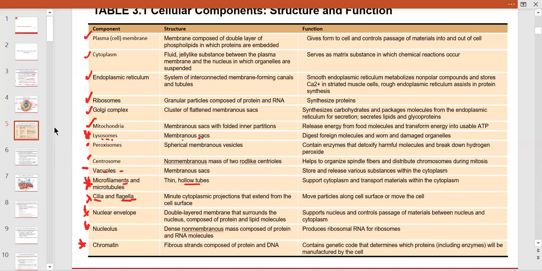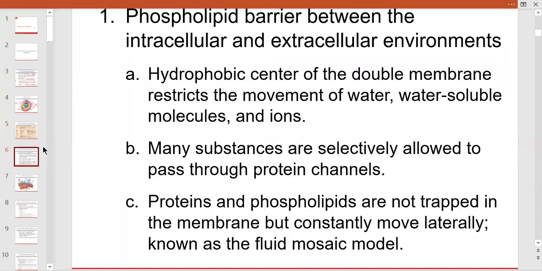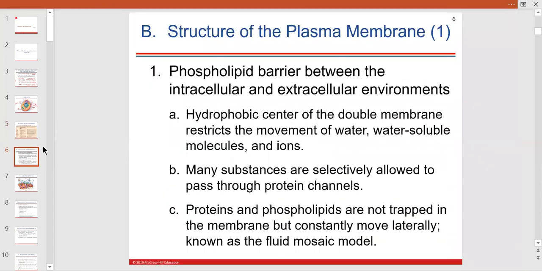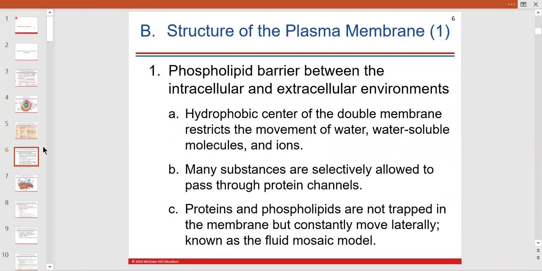So this is a really good table to review. It looks like this exam is going to be pretty straightforward. I don't know how much we're going to get done today, but let's get to it.